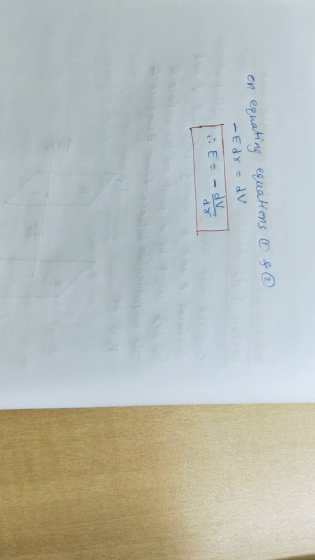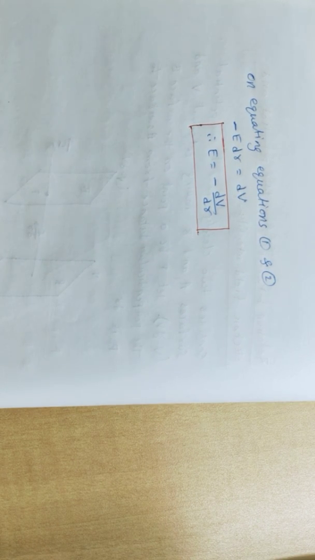So friends, we have the two equations for dW, equations 1 and 2. On equating those two equations, we get minus E into dr is equal to dV. Therefore E is equal to minus dV by dr. So the final relation between electric field intensity and electric potential is E is equal to minus dV divided by dr.